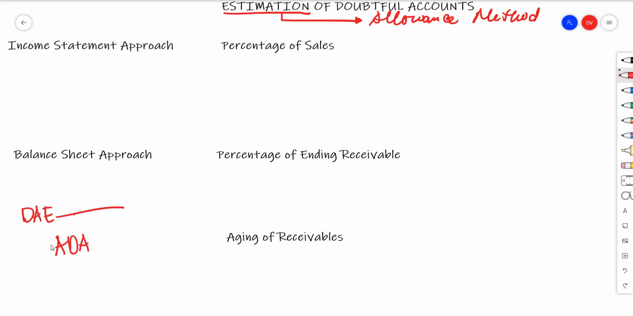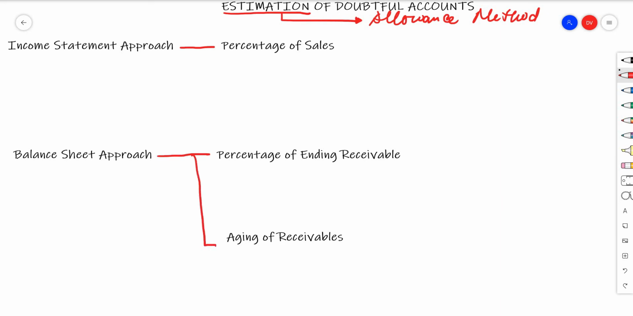Now, the question here is, how much is this? Okay? So, that is the question. So, this is answered in the estimation of doubtful accounts. So, in this session, we'll be discussing how you will estimate the doubtful accounts. So, we have two approaches in the allowance method. Number one is the income statement approach. Number two is the balance sheet approach.